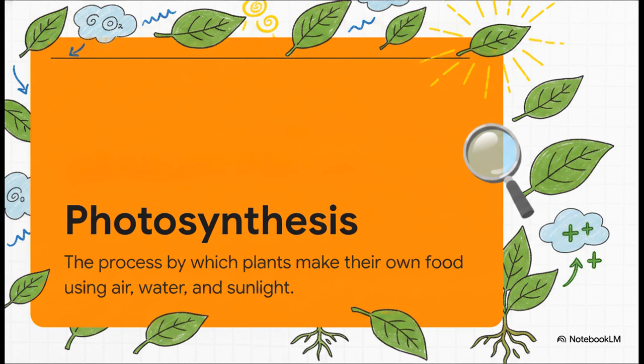Through this miraculous process called photosynthesis, green leaves take that air, specifically carbon dioxide, mix it with the water brought up from the roots, and use sunlight along with their own green pigment called chlorophyll to literally cook up their own food. And the cherry on top for us? As they do this, they give off oxygen gas, which we absolutely need to survive.